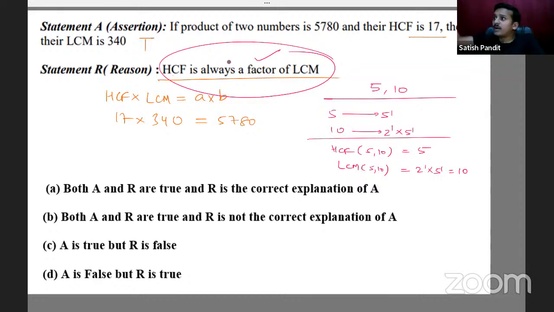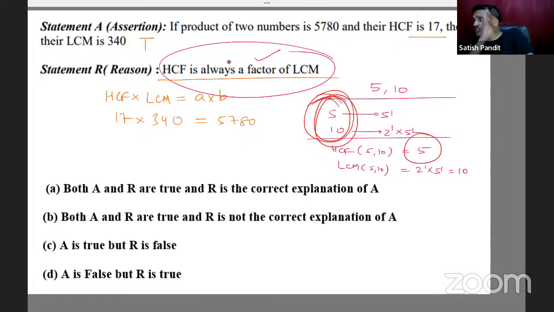HCF is the largest number which divides this. And LCM is the least common multiple of this, right? If HCF is able to divide these two numbers, its multiples will also be divisible, right? Yes or no, everyone? If HCF is able to divide these two numbers, even the multiples it can divide, for sure. That is why HCF is always a factor of LCM. Is that clear, everyone? So this is also true. Both are true.